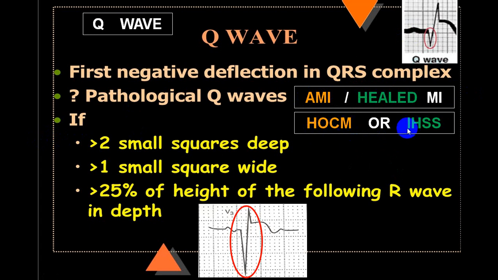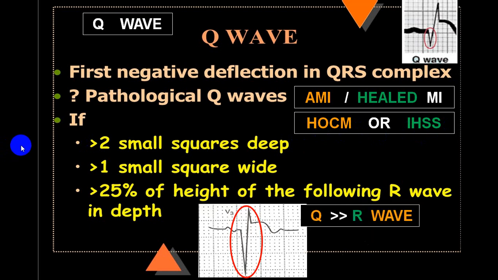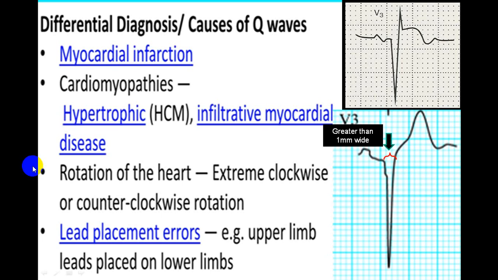It is also labeled as idiopathic hypertrophic subaortic stenosis. We call it HOCM or IHSS. So these two conditions are very, very common. There are other conditions also. And if the Q wave is taller or deeper than the amplitude of the R wave, that is also pathological.